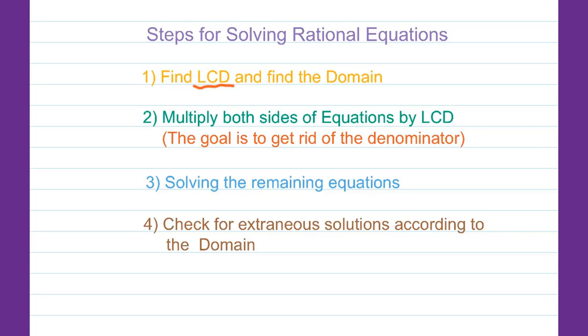Then multiply both sides of the equation by the LCD. The reason for that is to get rid of the denominator. Then you solve the remaining equation. Then you need to check for extraneous solutions according to the domain.